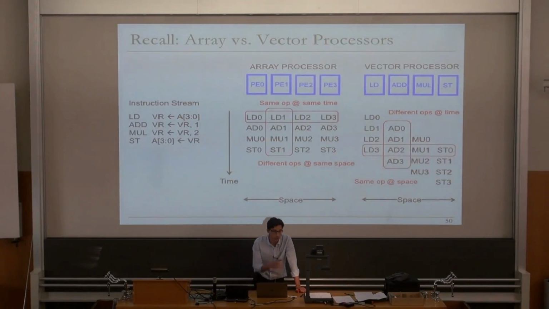Very briefly, recall what we have seen in the beginning of the lecture, the comparison between array processor and vector processor. In an array processor, we have an array of processing elements. All of them are able to execute the same operations and several different operations, like for example here, load, add, multiply, and store. In the vector processor, what we have is some kind of specialized processing elements that execute all the load operations for one vector, or all the add or all the multiply operations for one vector. So in the case of the array processor, we have the same operation at the same time, different operations in the same space.